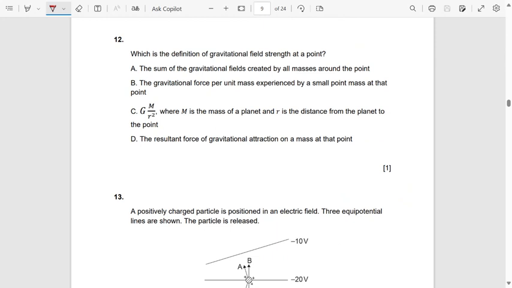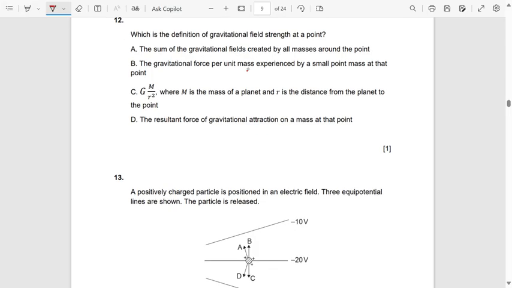Okay, number 12 is a matter of just learning your definitions. So the definition for gravitational field strength at a point is B, the gravitational force per unit mass experienced by a small point mass at that point, and that is that.